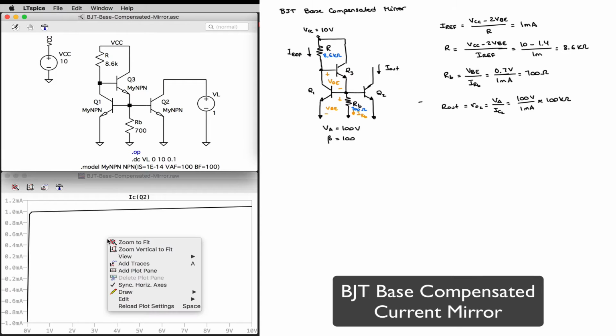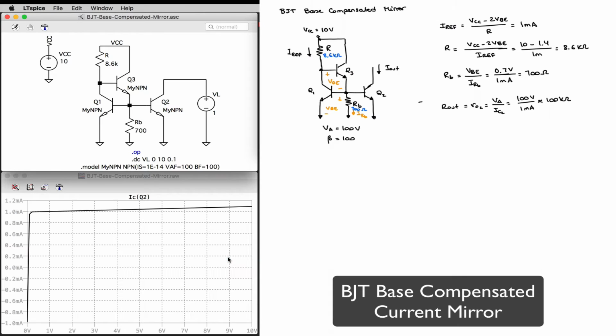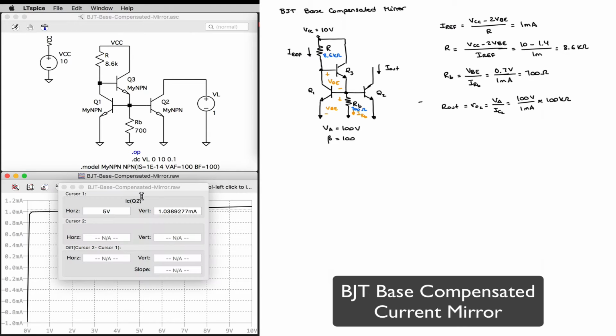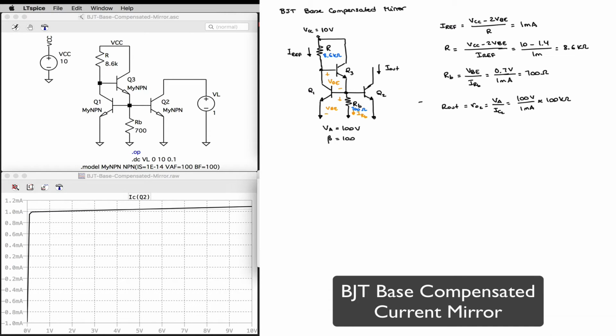And I can see my 1 milliamp there. Go ahead and turn on the grid so we can see better. So I can see that 1 milliamp increasing slightly with increases in the load, and so that means that we have some output resistance that is finite, as we expect. And I'm going to go ahead now and turn on my cursors, as I did before, and try to measure maybe from 1 volt, 4 to 10 volts.